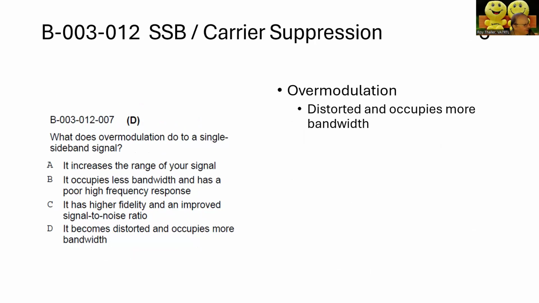What does overmodulation do to a single sideband signal? So it becomes distorted and occupies more bandwidth. E.